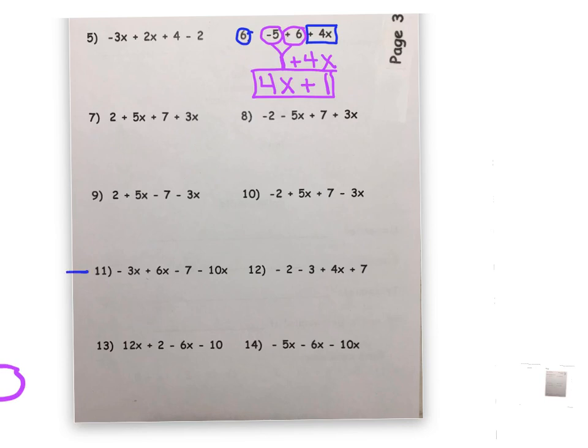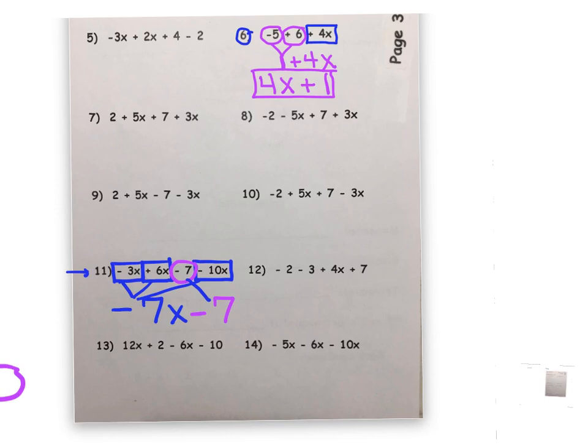Let's take a look at number 11. Box in your x terms, a loss of 3x, a gain of 6x, and a loss of 10x, and circle your constant, a loss of 7. We're going to combine like terms. A loss of 3, a gain of 6, which brings us to a positive 3, and a loss of 10. We get negative 7x. And our constant? Well, there's nobody to combine the constant with, so we get a negative 7.